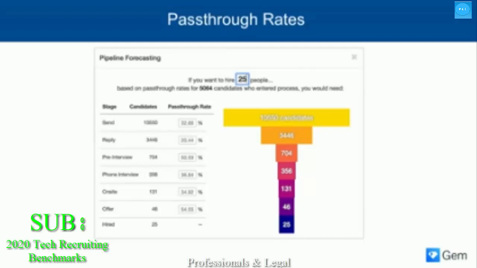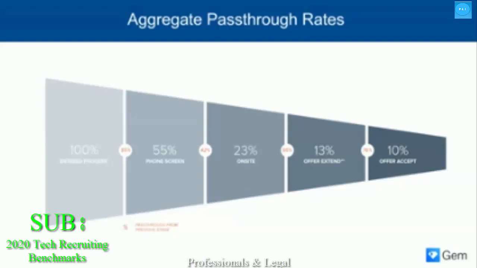And we can get some additional insights by playing with the calculator. So if we somehow increased our offer accept rate from 55% to 70%, for example, we'd be able to see that we'd only have to reach out to 7,000 people to hit our goal. Here's what the funnel looks like for our aggregate pass-through rates.